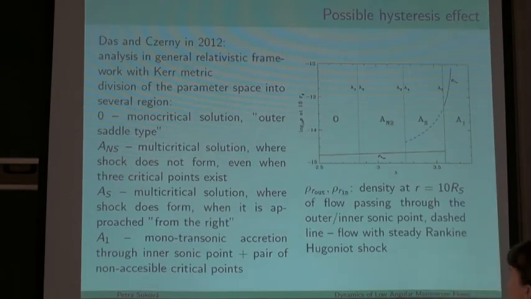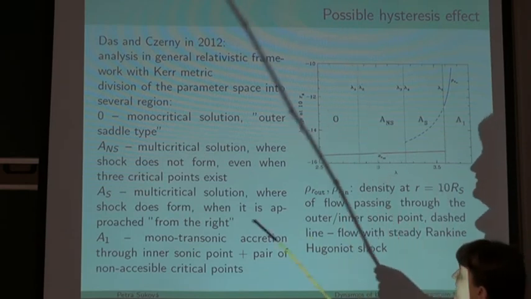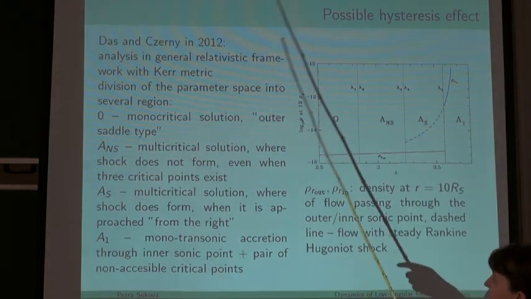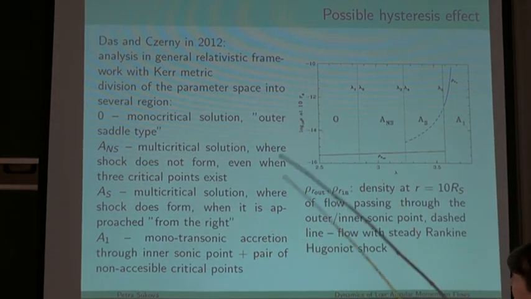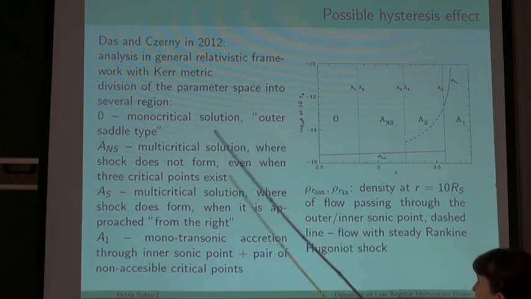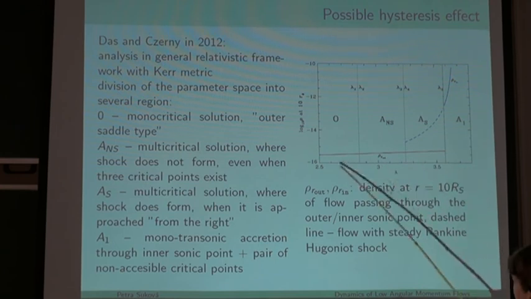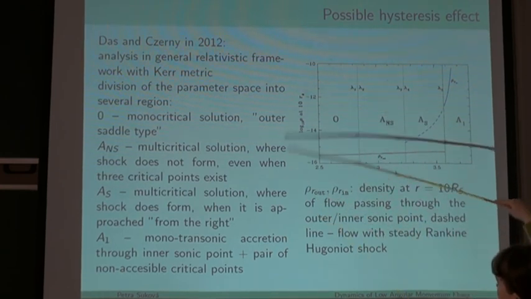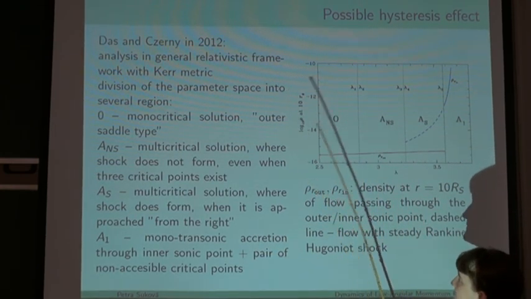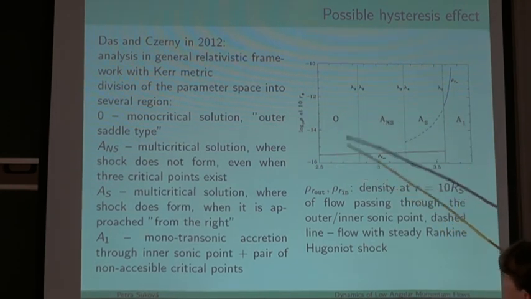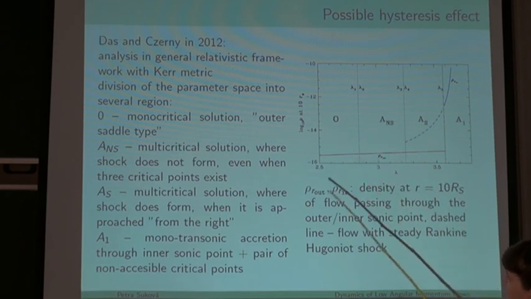And now in Das and Czerny 2012, they studied the same phenomena, but the analysis was done within the general relativistic framework with the Kerr metric, and they divided the parameter space into several regions. Now we have here the parameter space, here is the angular momentum, and I will talk about the y-axis later.